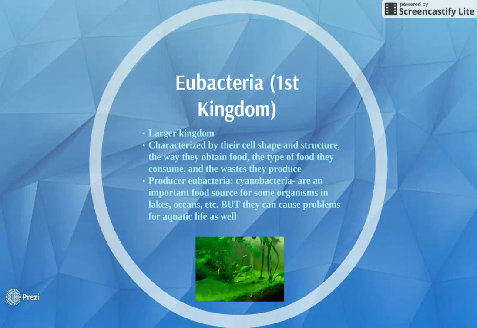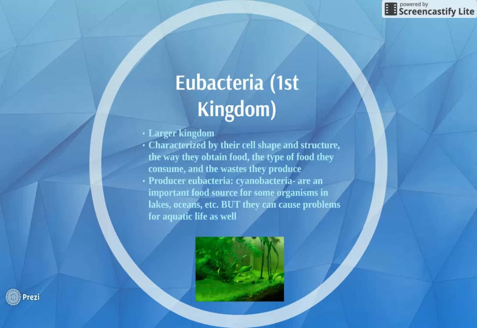There are 2 different kingdoms that we classify bacteria into. One of them is called eubacteria, and this is the larger kingdom. Most bacteria fit in this kingdom, and they are characterized into this kingdom by their cell shape and structure, the way they get their food, the type of food they consume, and the waste that they produce. So that's how they are characterized into this kingdom.